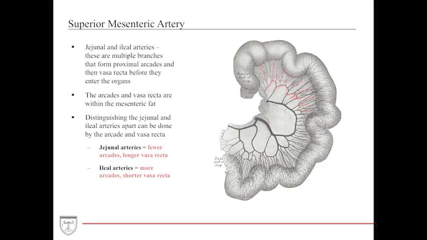But then when you look at the ileal arteries, which is the second one right before you get to the cecum, it has more arcades. So another arcade here, one arcade here, another arcade, numerous arcades, and very tiny, very quick vasa recta.